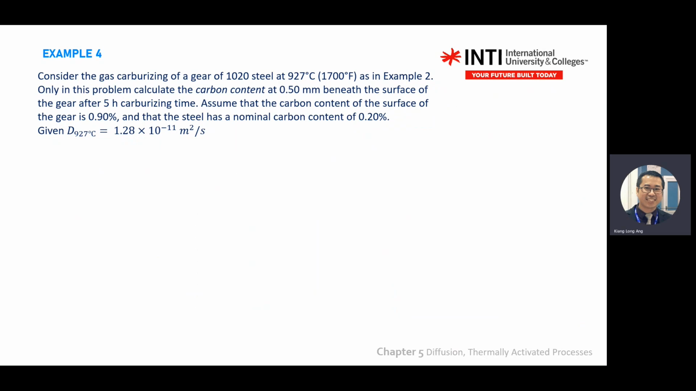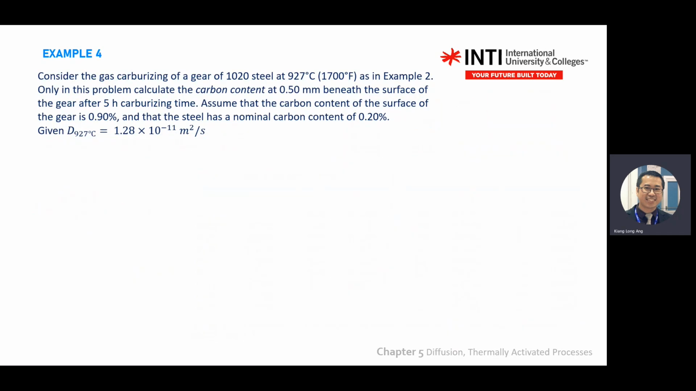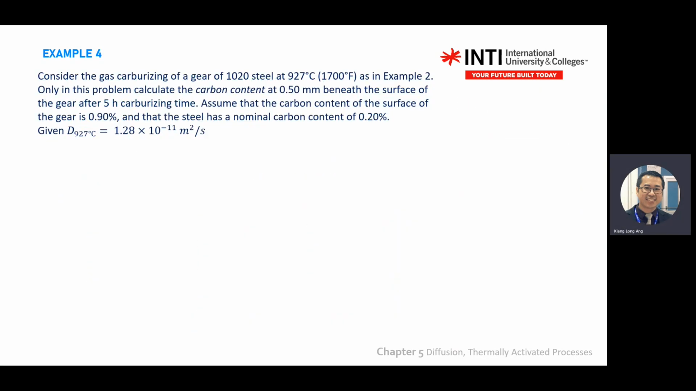Okay, another example, so that one is one set. Now I give you a second set question. We are still repeating the same step, same procedure. So look at the question. You are given the same information. Is it the same? Let's see, oh, not the same. So you consider the same still in example 2. Example just now. Only in this problem, calculate the carbon content. It asks you the carbon content at that particular location.